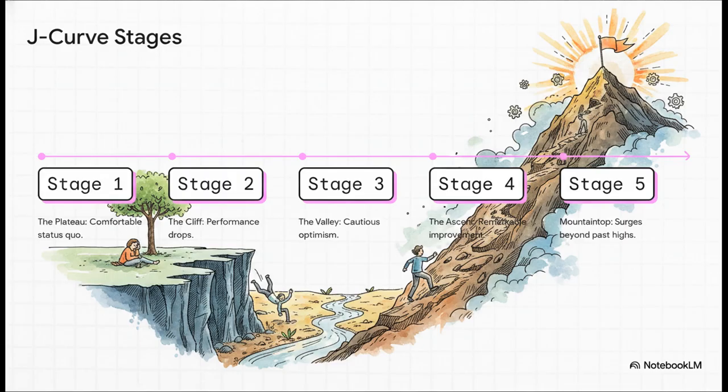This is where a little bit of cautious optimism starts to peek through because the successes are finally outnumbering the failures. From there, it's the ascent, where skills sharpen and confidence rises, leading you all the way to the mountaintop. That's where performance surges way beyond past highs and completely new, creative solutions are born.